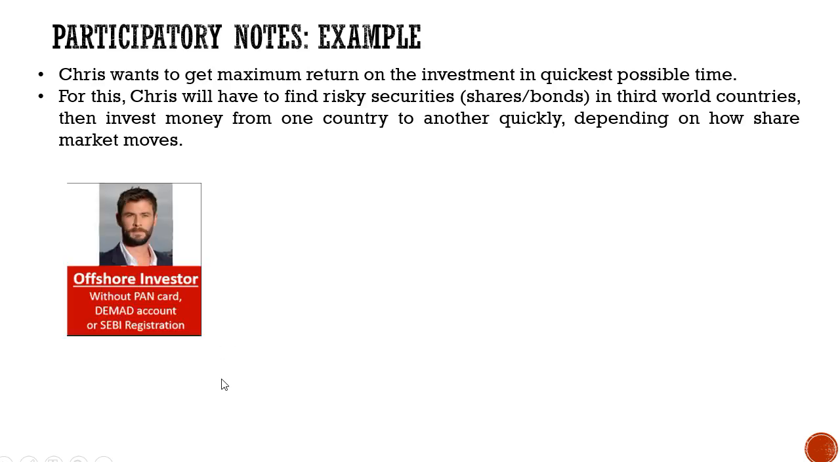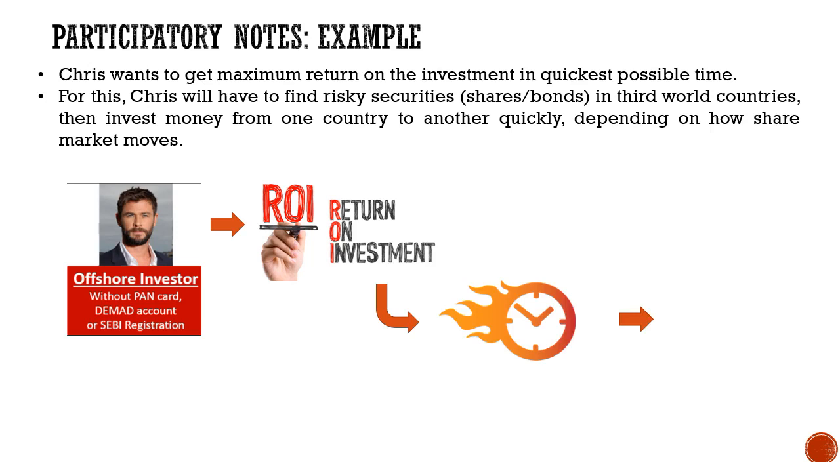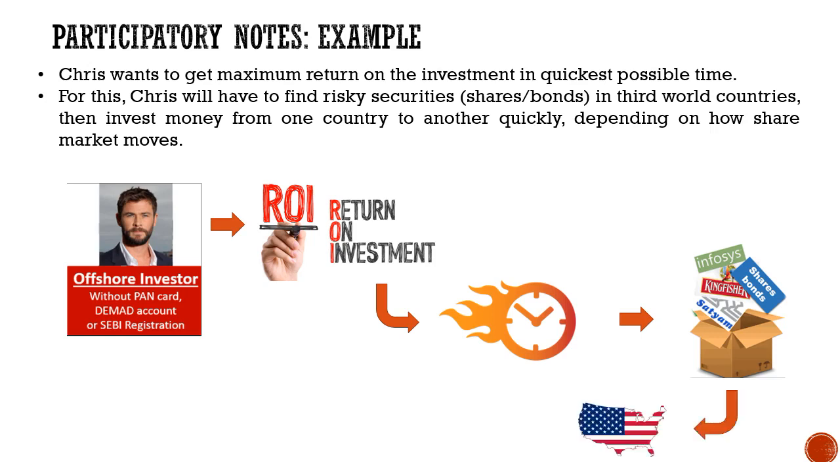Let's say Chris wants to get maximum return on the investment in quickest possible time. For this, Chris will have to find risky securities. Now, securities can be in the form of shares or bonds in the third world countries, then invest the money from one country to another quickly depending on how the market moves. So if Chris wants to get maximum return at a very quick time, securities or shares or bonds are the only way where you can earn very quickly, but they are quite risky. Okay, in that case, he'll have to transfer the money from one country to another, and that also depends on how fast the share market moves.